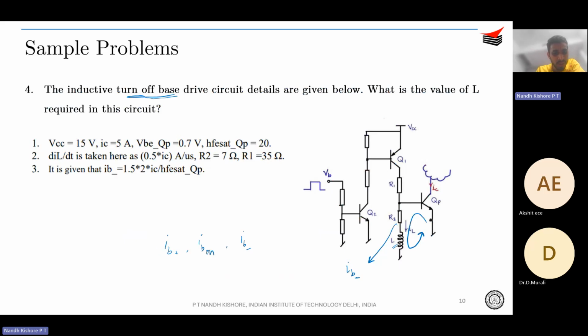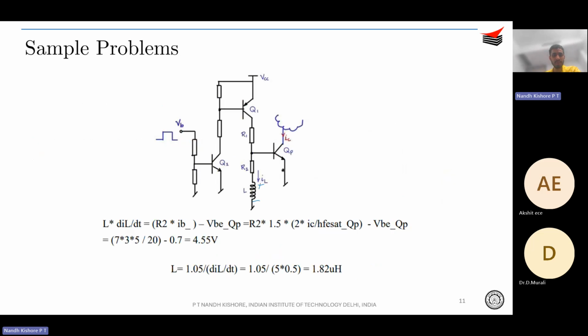IB plus is for the transition from off to on, you use IB plus, and when the device is fully turned on, you use IB on, and for the transition from on to off, you use IB minus. Correct? So with that information, you know that L dI/dt is equal to IB minus into R2, minus VBE of QP, correct? So basically this is just a KVL over here.